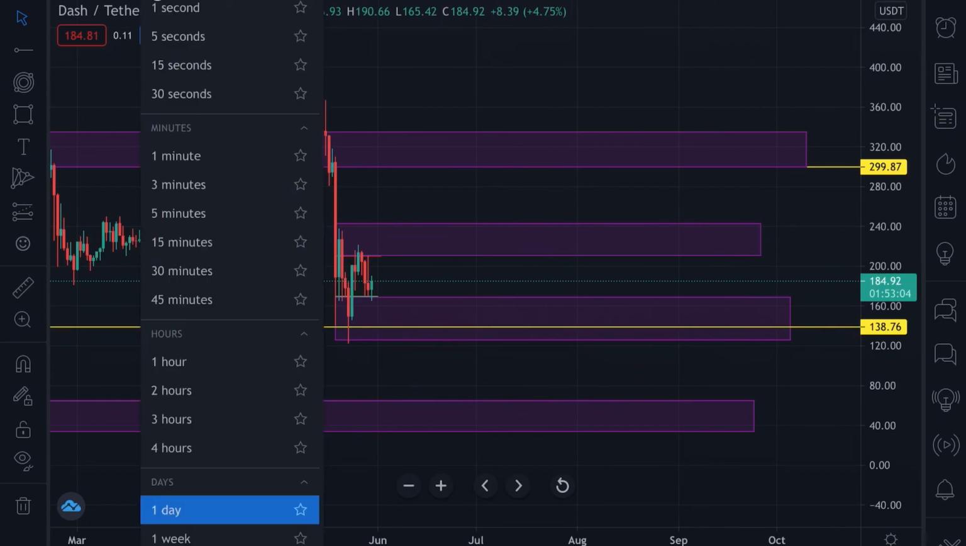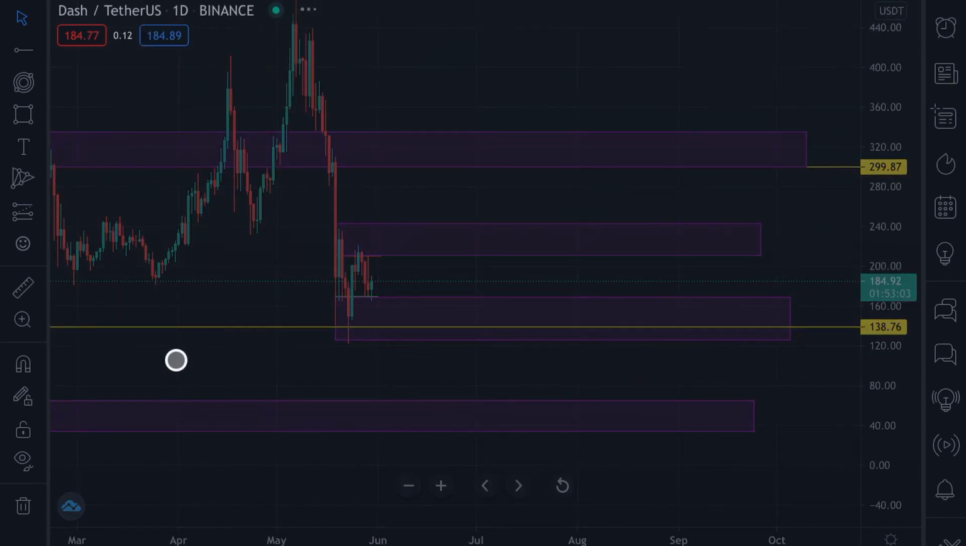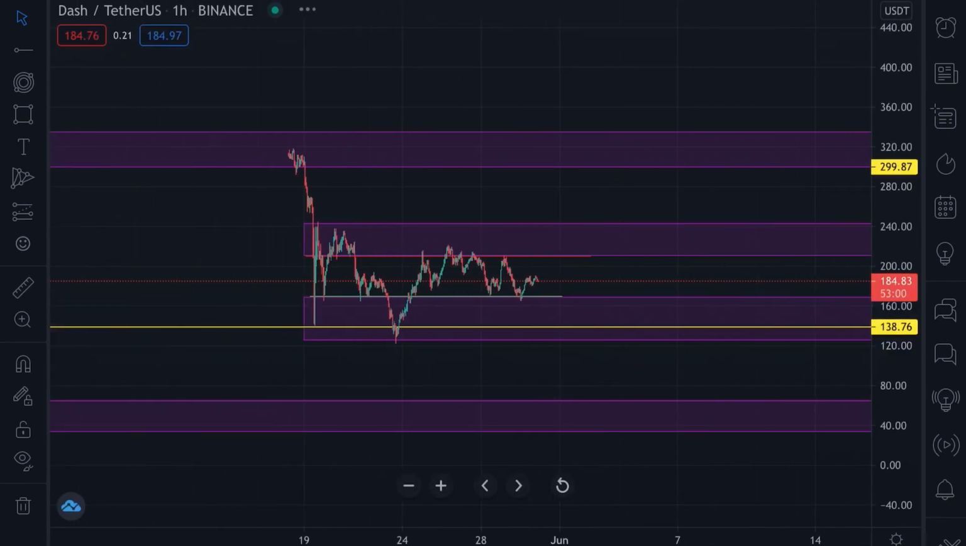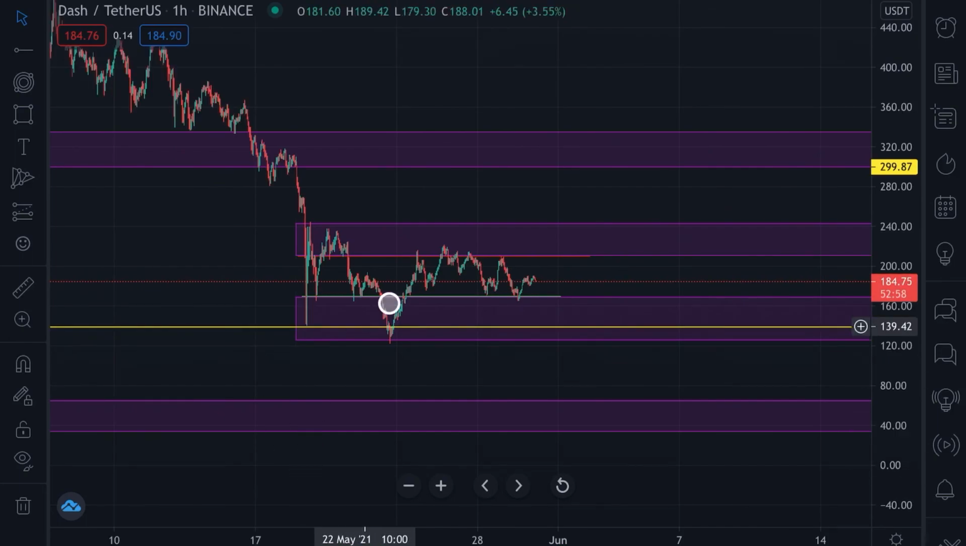Zooming into this now, let's go take a look at the hourly. You can see there's plenty of trading range. There's plenty of opportunity to trade within this range. Right now, we're currently using this as a support zone. So again, we can use this more confidently as a buy area. And whenever we get here, we can use it more confidently as a sell area.